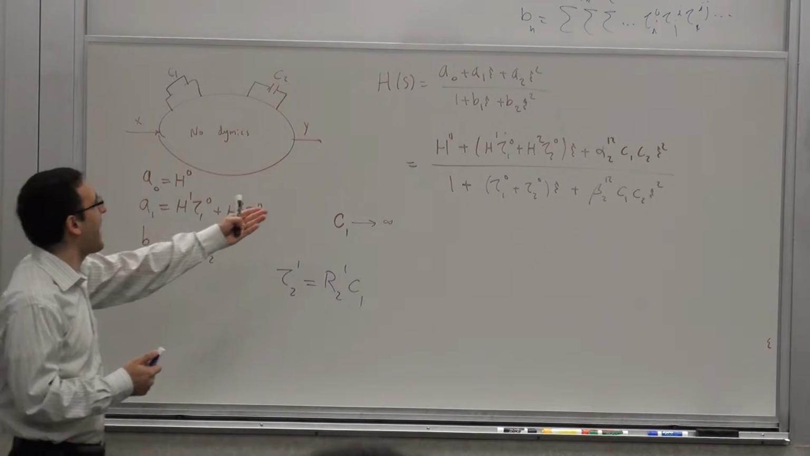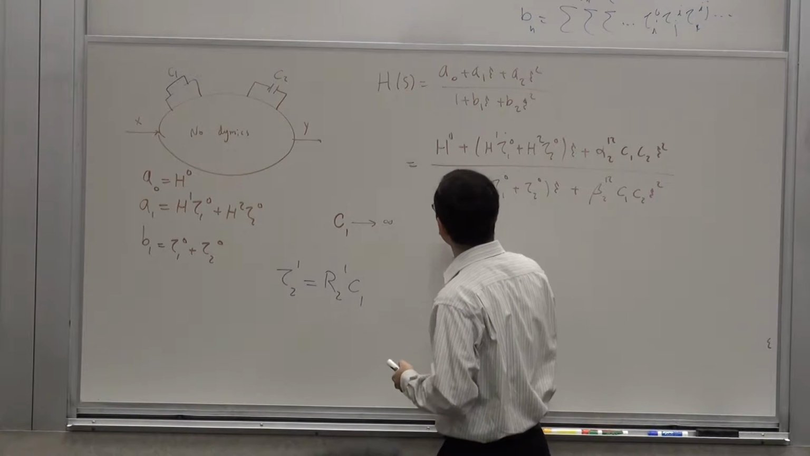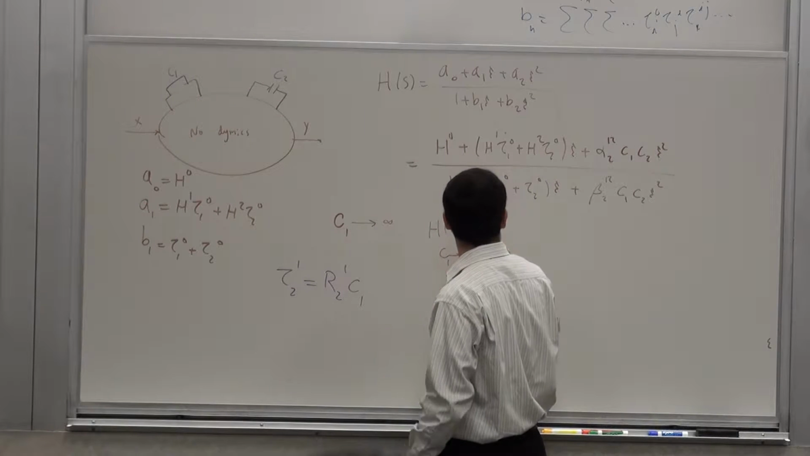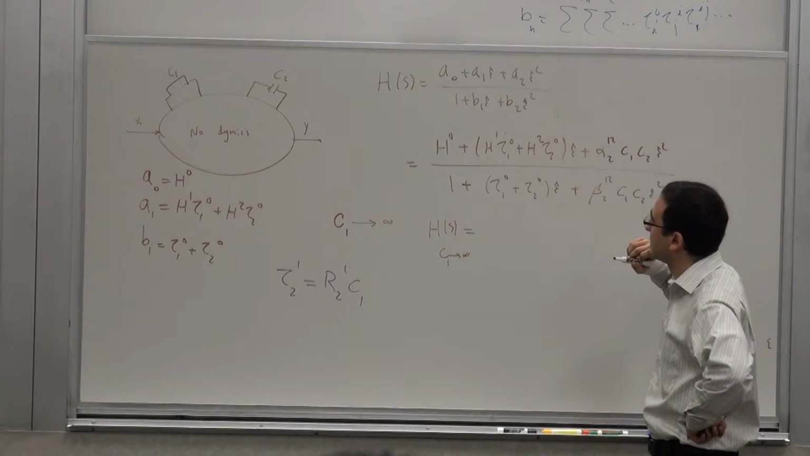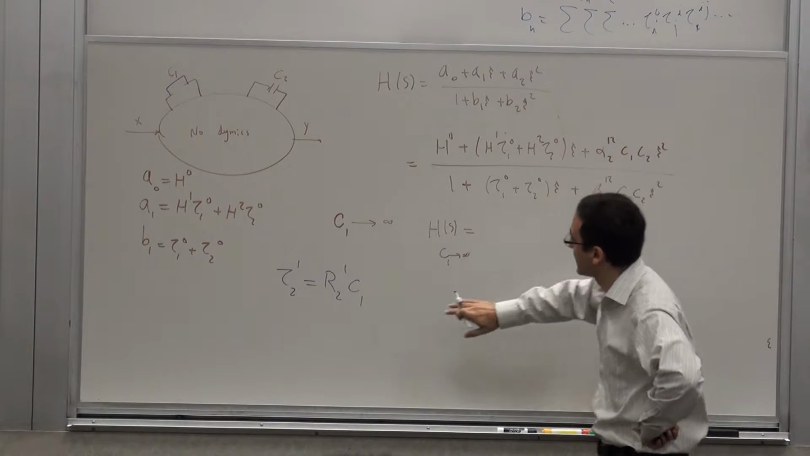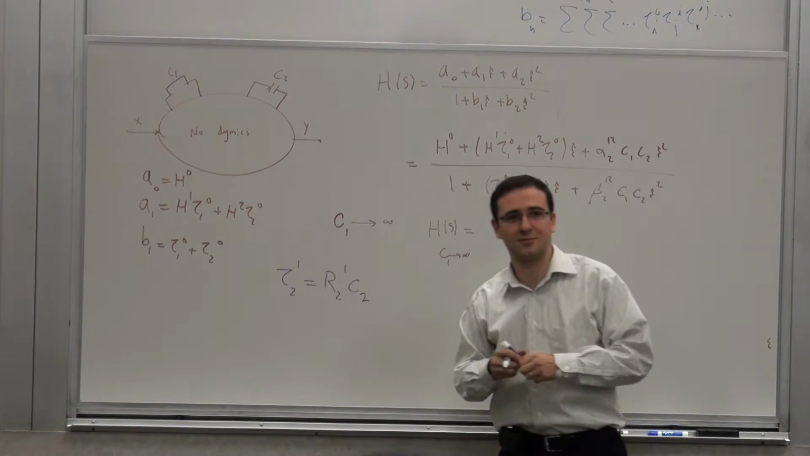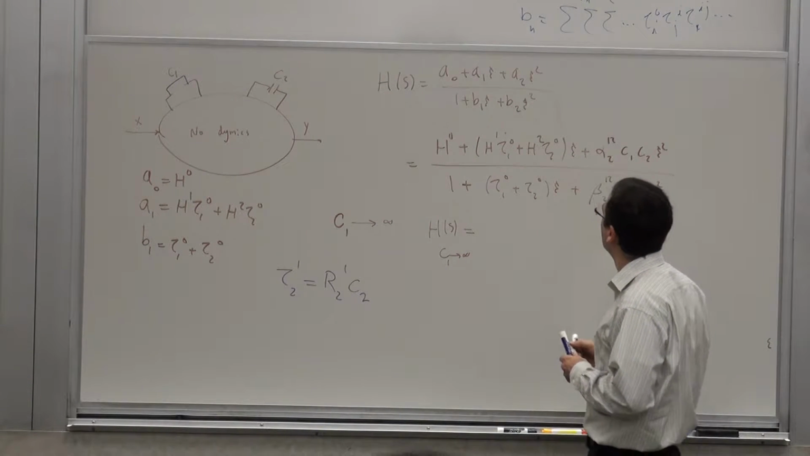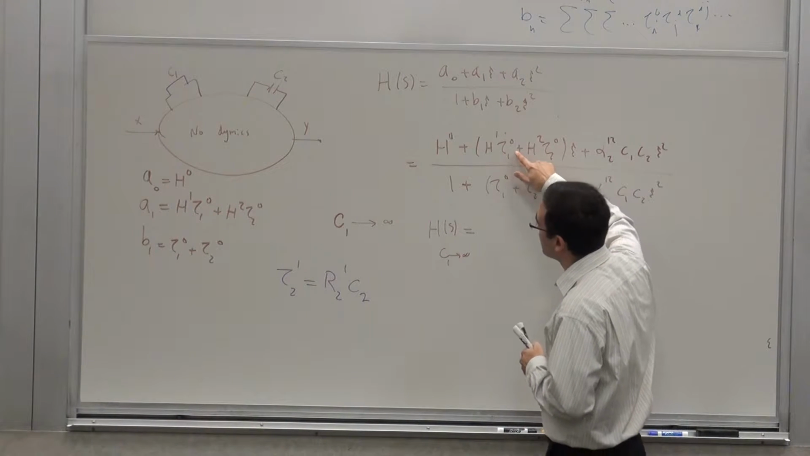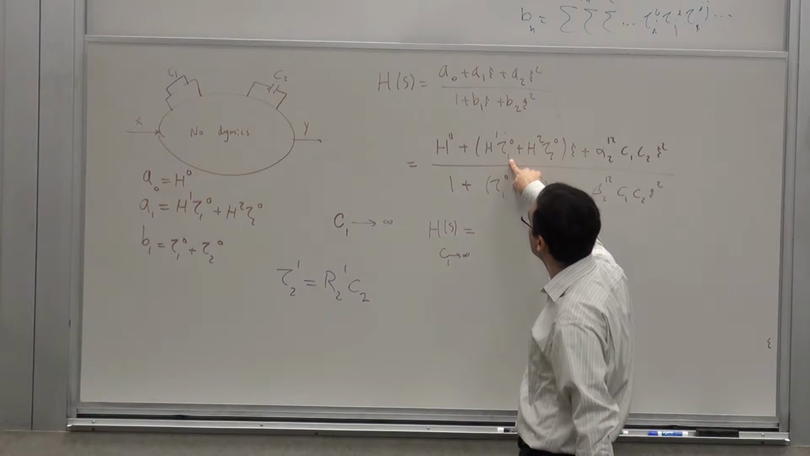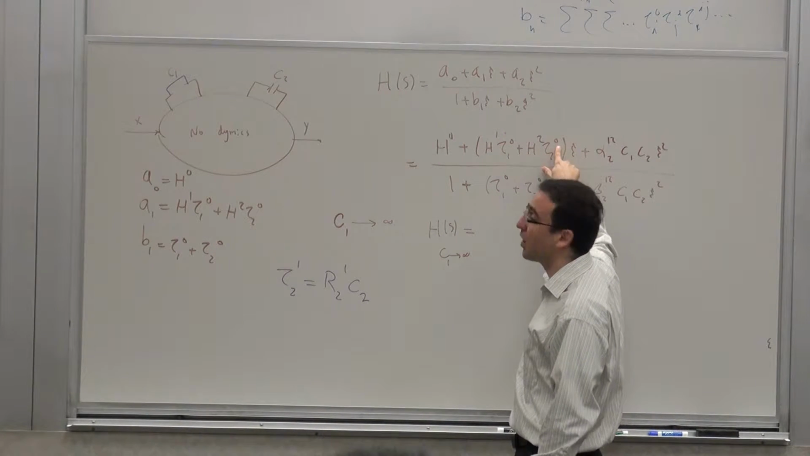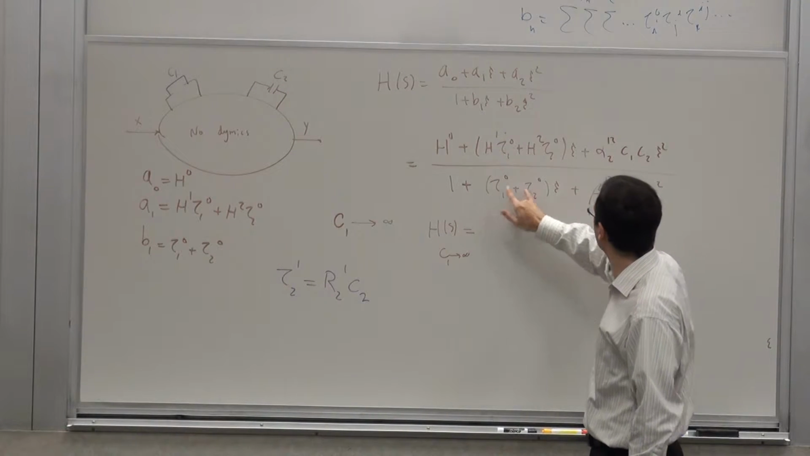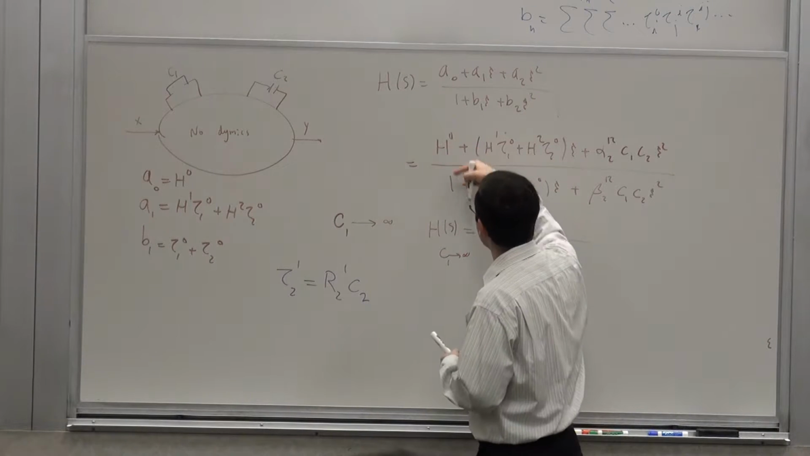But let's see what happens to this equation when C1 goes to infinity. Then H of S becomes what? So that should be C2, not C1, in R21 C2. Yes, thank you. C1 is infinity anyway. So if C1 goes to infinity, the terms that go to infinity dominate and the others don't matter. So this is what will be left.